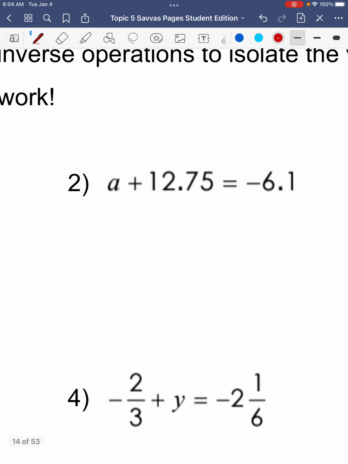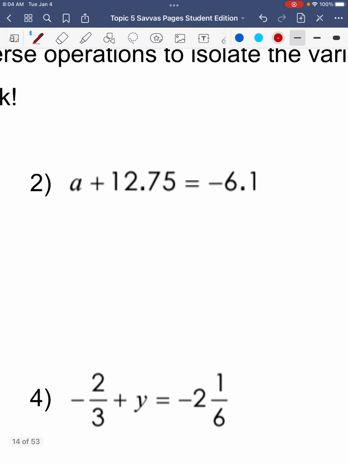Let's move on to number 2. We're still working with decimals here. a plus 12.75 equals negative 6.1. So our variable is this a, and we're trying to get it by itself. So how is it connected to the 12.75? Well, we're adding 12.75 to a. So how do I undo that?